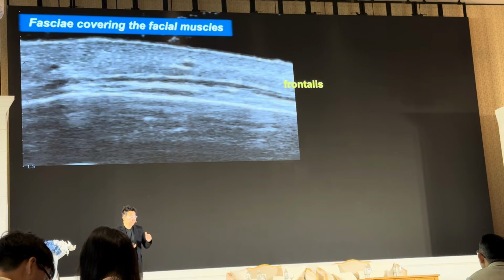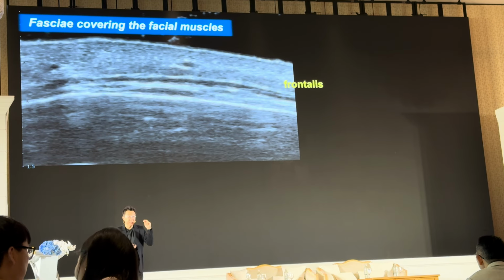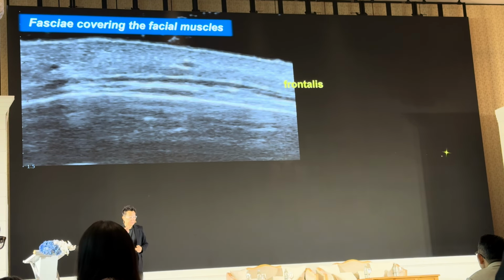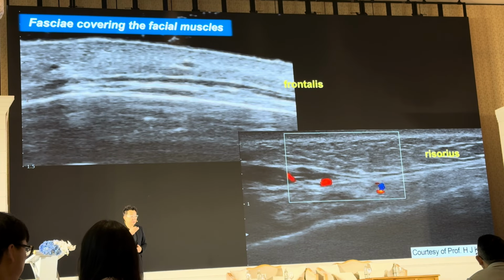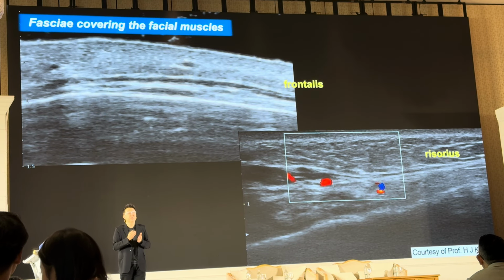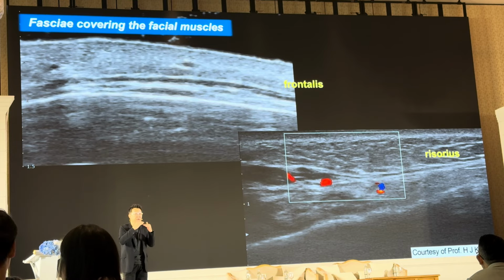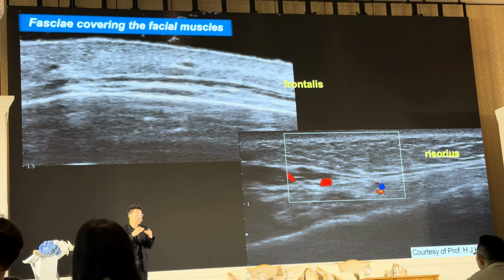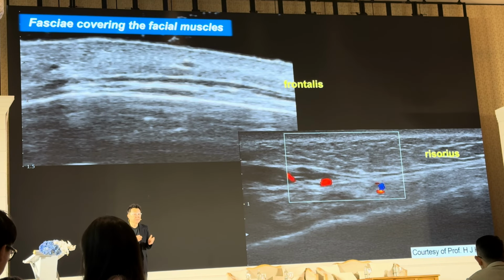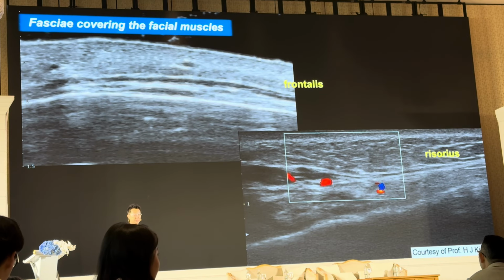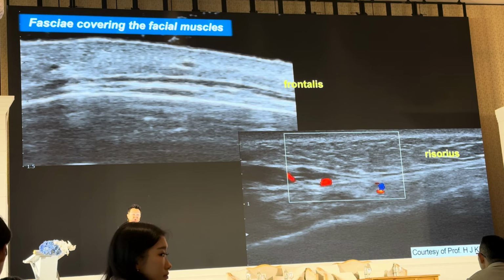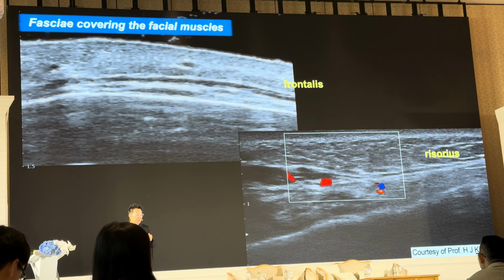Once again, frontalis has its own fascia. Risorius muscle also has its own fascia. Even though the muscle thickness is very thin, you can see that you can demonstrate fascia structures based on the muscle layers. This is the real, or should be a revised, anatomical feature of the facial muscle.